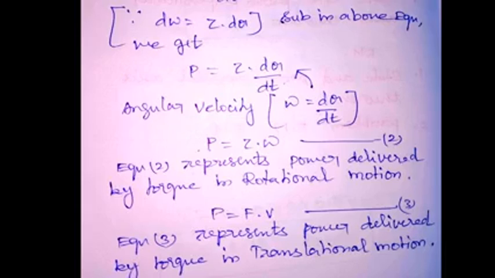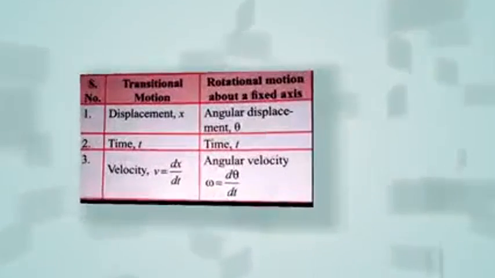What about the power value in translational motion? Similarly, if we represent the power in translational motion, P is equal to F into v. What is translational motion? Translational motion is nothing but an object moving along a straight path. Thus equation 3 represents the power in translational motion.